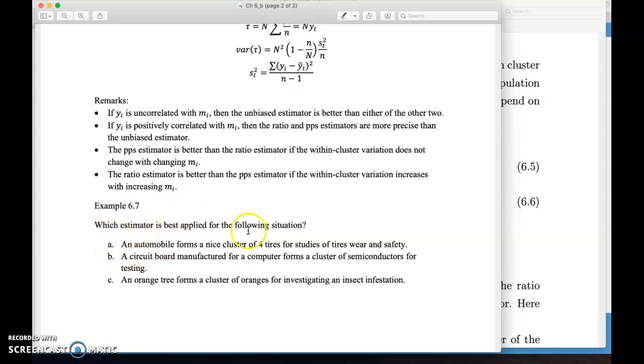For example, which estimator is best applied for the following situation? An automobile forms a nice cluster of 4 tires for studies of tire wear and safety. So let's say I want to sample the cars, now looking at the tires to see how many of them have already worn and need to be tested for safety. Each of the cars has 4 tires, so for this cluster sampling, we have equal size cluster sampling.